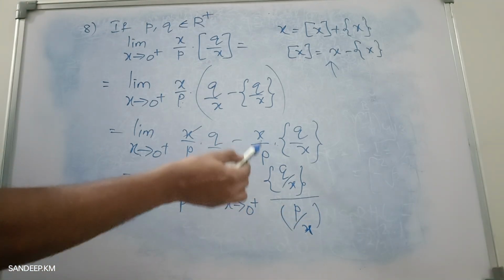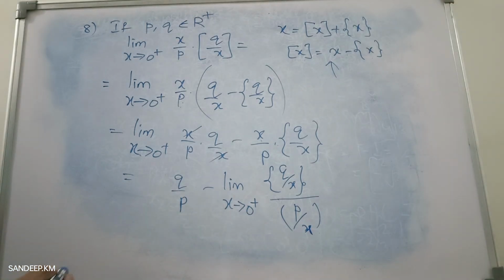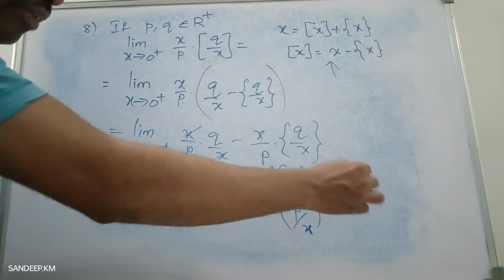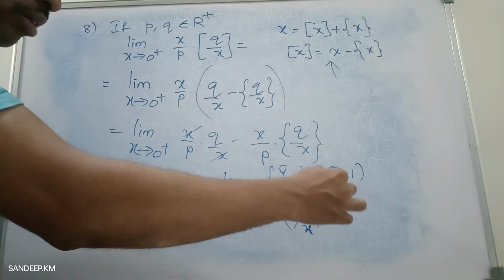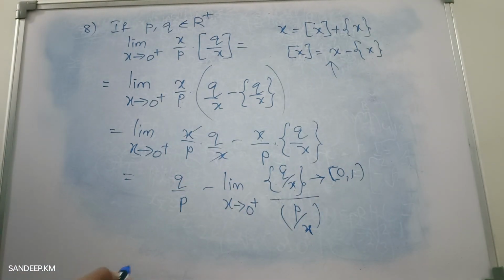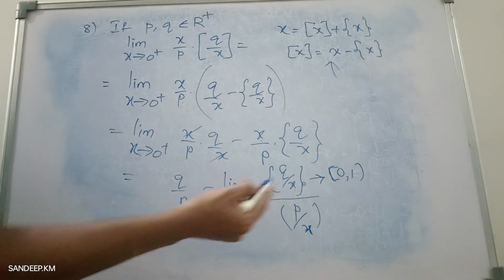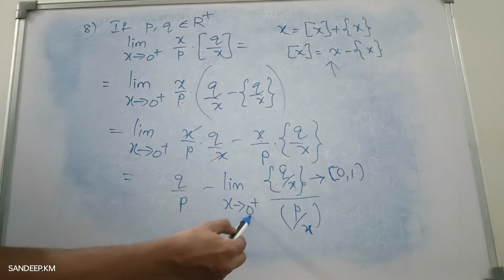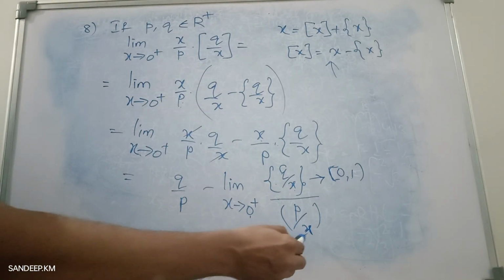What is it? Into x by p means divided by p by x only. And dear students, observe one thing. Fractional part of q by x is always a number between 0 and 1. It can be 0 also. Fractional part of x is always a number between 0 and 1. That means numerator is any number between 0 and 1. It's a finite value. What about denominator? x is 0 plus. 0 plus means what?